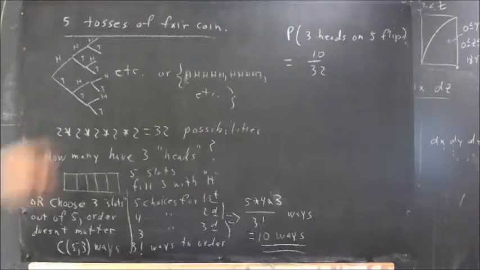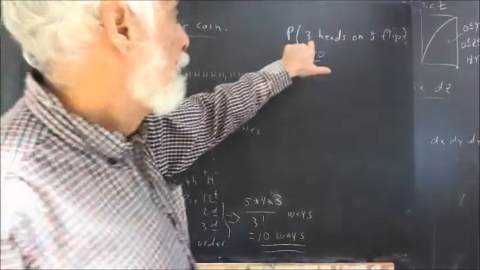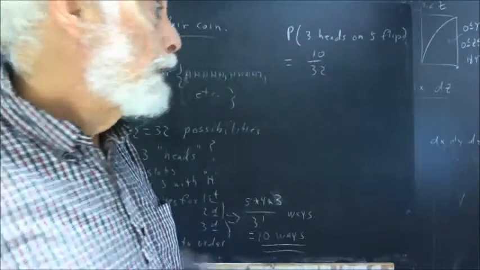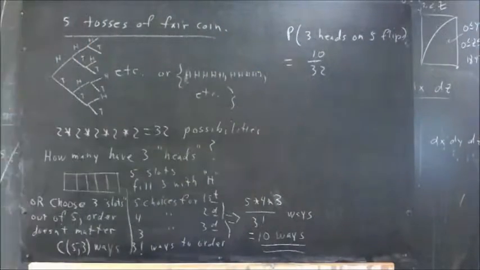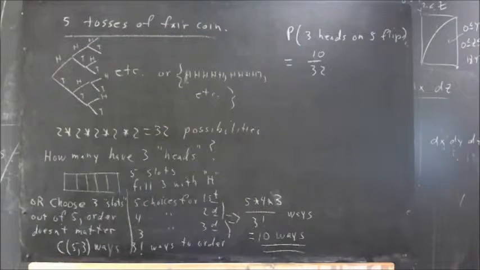Okay, well, again, we have 5 tosses of a fair coin, and we're looking for the probability of getting 3 heads. So we're looking for the probability of 3 heads on 5 flips. Now there's the answer, but let's see how we get to it. First of all, let's visualize the sample space for 5 tosses of a fair coin.